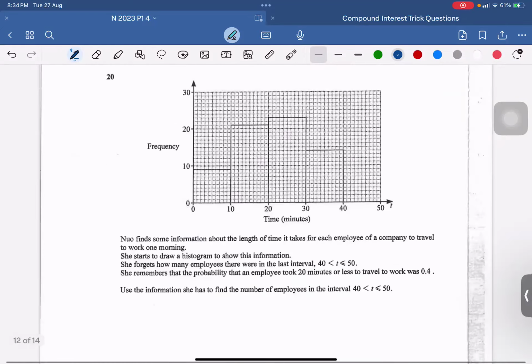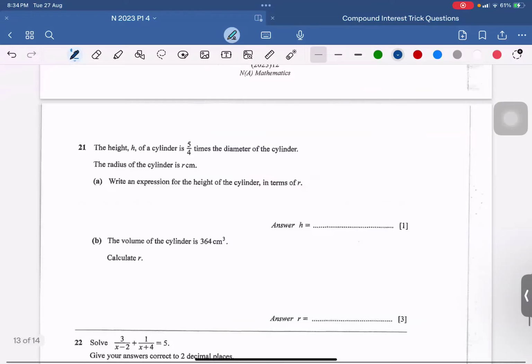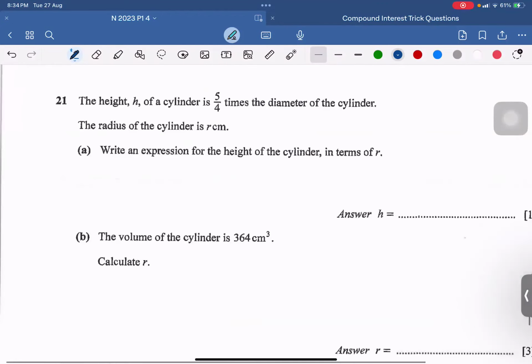Question number 21. Right, question number 21. The height of a cylinder is 5 times the diameter of a cylinder. So I do not know. I have h equals to 5 over 4 times diameter.